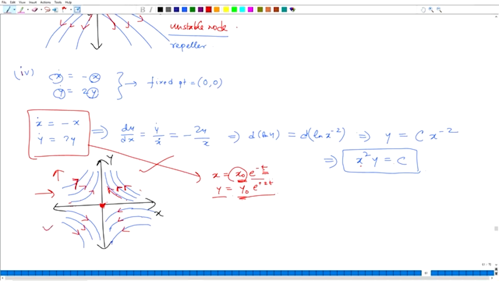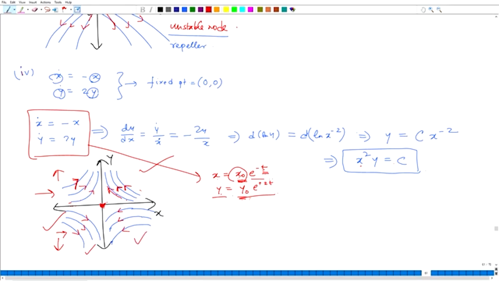For the third one, you can see both x and y are negative. So x 0 and y 0 both are negative. Now, t is increasing, x 0 is decreasing. So it is negative, but it is decreasing in negative value. So y is increasing in negative value, but x is decreasing in negative value. Again you will see that is justifying their arrows. For the fourth quadrant, you can think yourself.